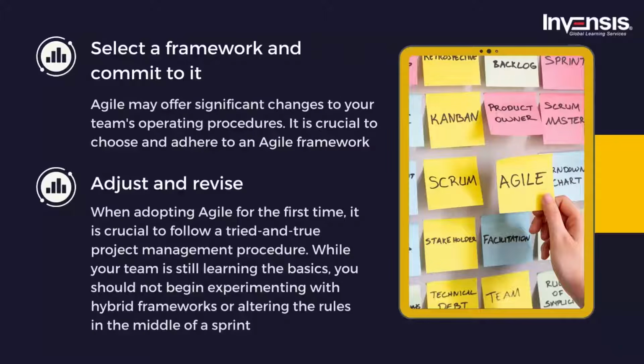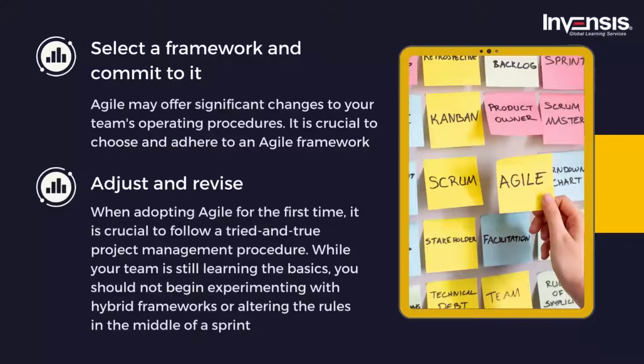When adopting Agile for the first time, it is crucial to follow a tried and true project management procedure. While your team is still learning the basics, you should not begin experimenting with hybrid frameworks or altering the rules in the middle of a sprint. An essential aspect of Agile is doing a retrospective to determine what is working and what is not, and then making adjustments. After each sprint and project, it is crucial to gather the team to discuss the next steps.